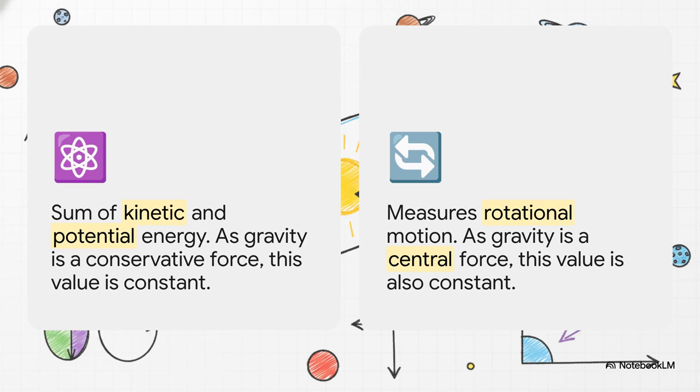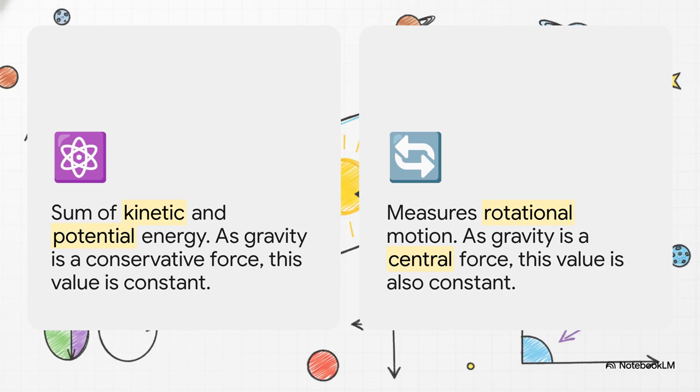Okay, so our first golden rule is the conservation of energy. Since gravity is what we call a conservative force, which is just a fancy way of saying no energy gets wasted on stuff like friction, the planet's total energy budget is fixed. It never changes. The second rule is the conservation of angular momentum. Gravity is a central force, meaning it always pulls straight toward the center of the sun. It never pushes sideways. Because of that, it can't change the planet's spin, so its angular momentum also stays constant. These two numbers, energy and angular momentum, are locked in.